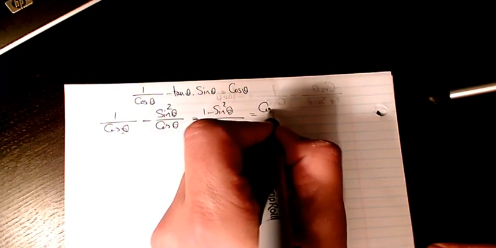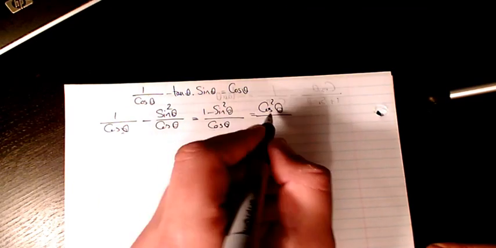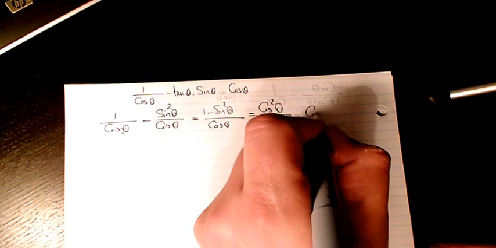minus sine squared theta. We know 1 minus sine squared theta is cosine squared theta, because cosine squared plus sine squared is always equal to 1. So cosine squared theta divided by cosine theta will be just cosine theta.